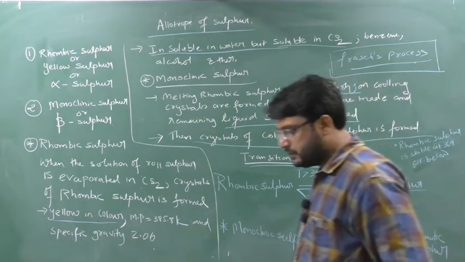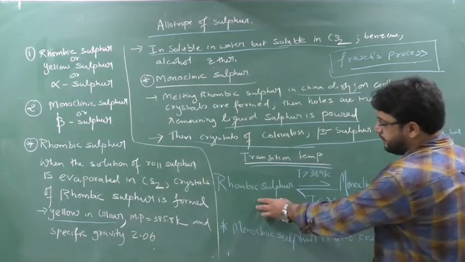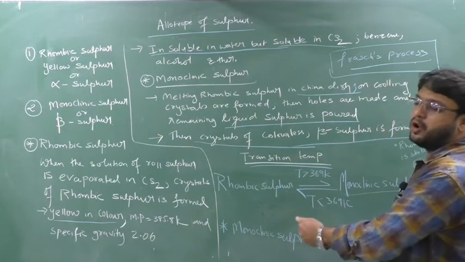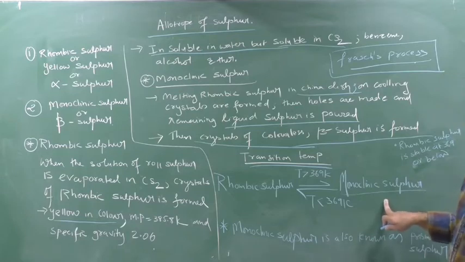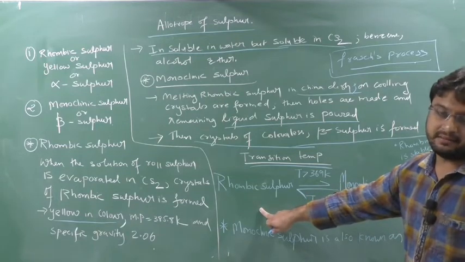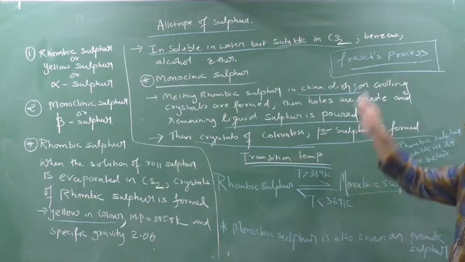Rhombic sulfur, because it is not greater than or equal to, it is greater than 369. It means rhombic sulfur can exist at a temperature below 369 or at the max 369. Similarly, monoclinic sulfur is unstable at a temperature lower than 369. The monoclinic sulfur is only stable at the temperature 369 or above.